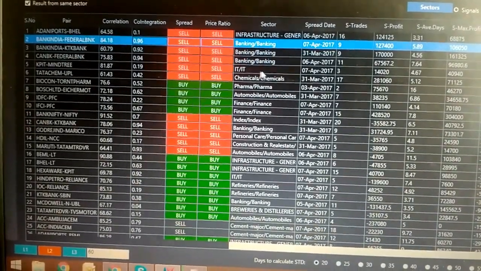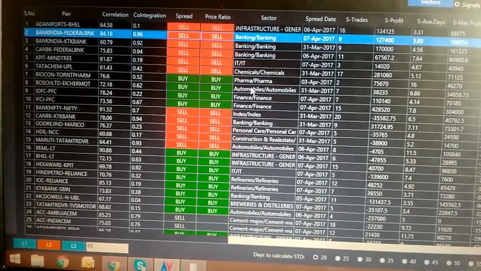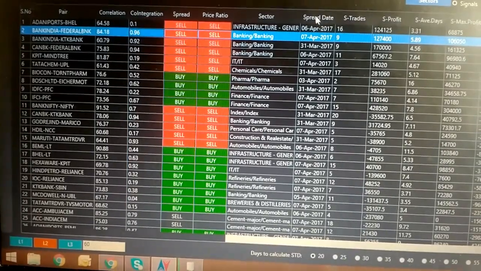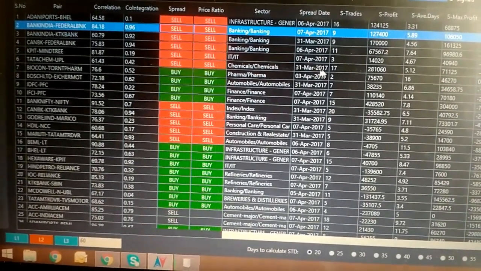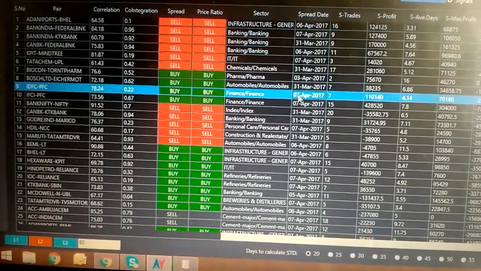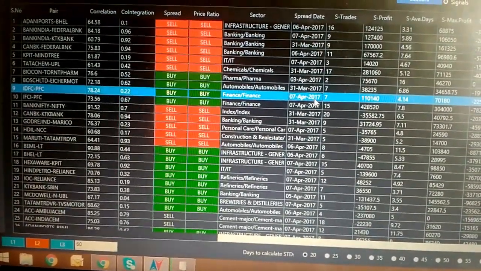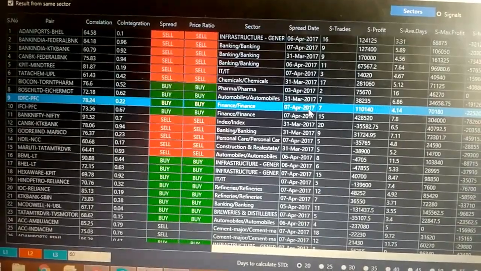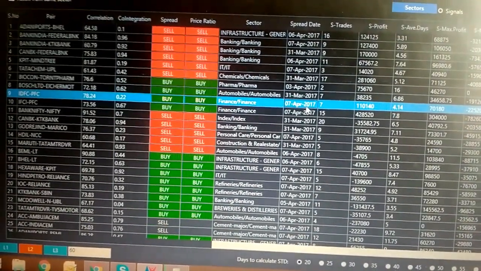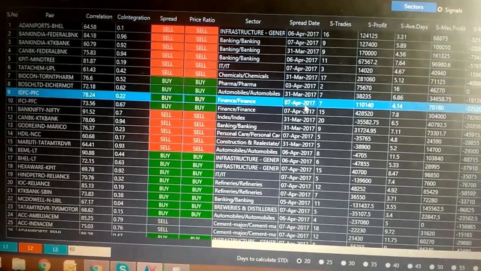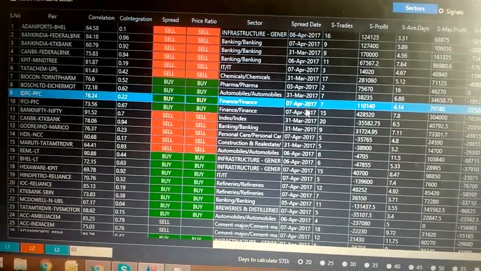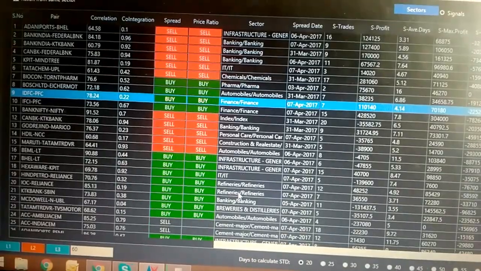You have pairs from the same sectors: IT and IT, chemicals and chemicals, and pharma. Then we have a spread date, the day when the signal has come. You always go for the latest dated signal, which is of the last working day. The last working day was 7th April 2017. So this is the one which is the latest stock.